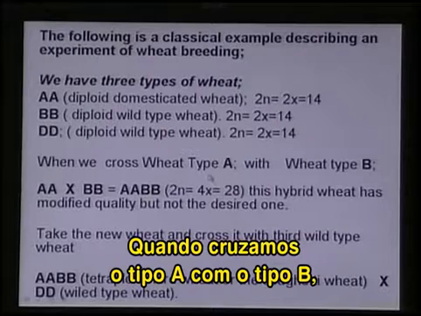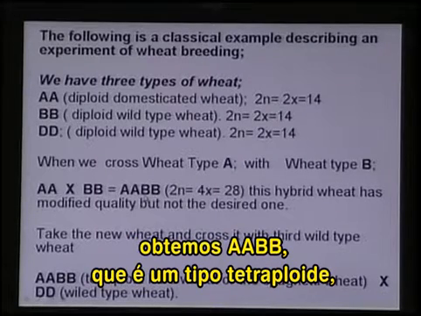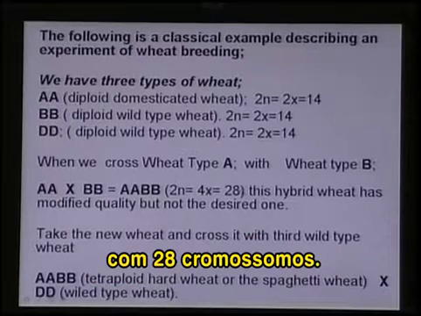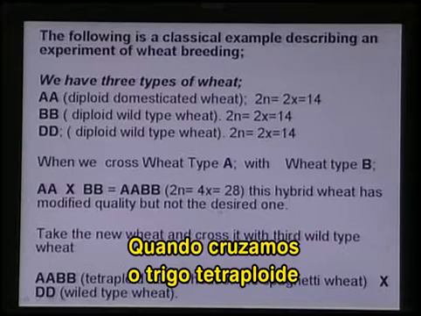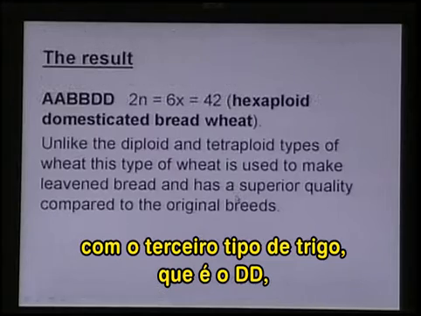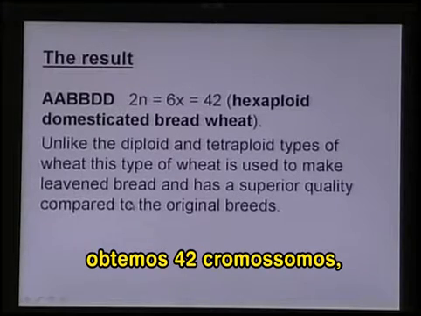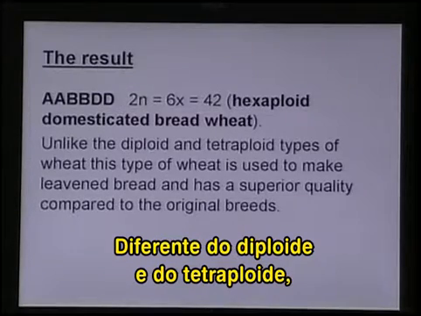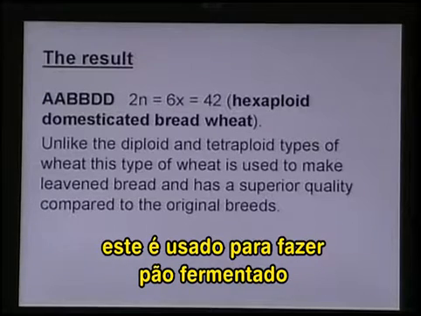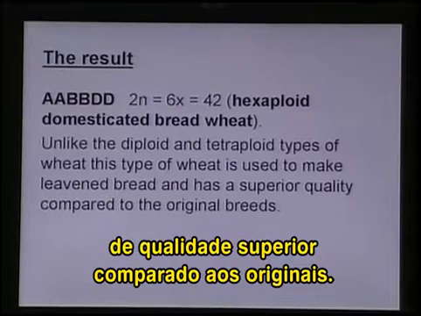two types of wheat, A with B, we get AABB, which is a tetraploid type of wheat, containing 28 chromosomes. It has a modified quality, but not the desired one. So we take this type, the tetraploid wheat, and cross it with the third type of wheat, which is DD. Now we get 42 chromosomes. This is called hexaploid domesticated wheat. Unlike the diploid and tetraploid types of wheat, this type of wheat is used to make leavened bread and has a superior quality compared to the original breeds.